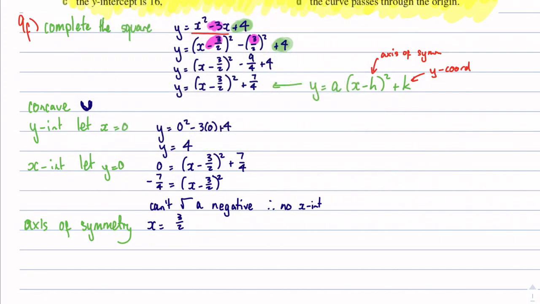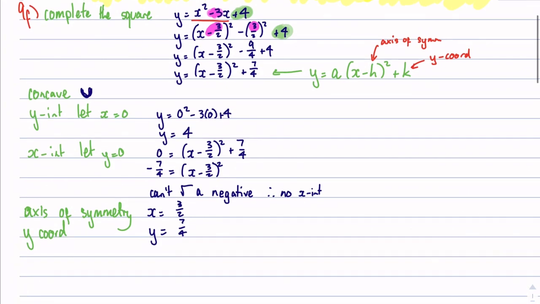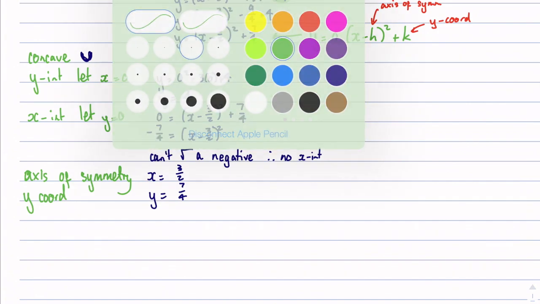And the y-coordinate, we could either sub x equals 3 on 2 into the equation, or we can just take the last number. Either way, it's going to come out as y equals 7 on 4. Okay. Now we sketch.